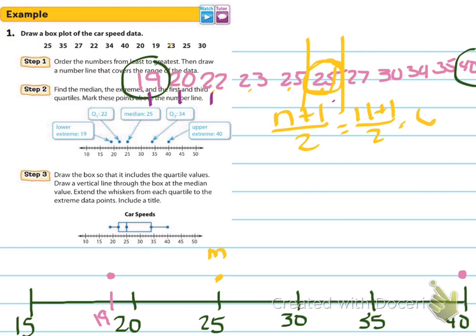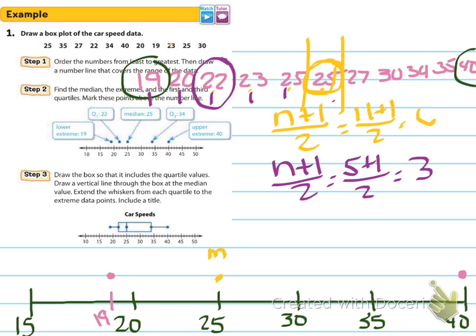counting 1, 2, 3, 4, 5 digits. So I'm going to do my n plus 1 divided by 2, where n is 5, and 5 plus 1 is 6, divided by 2 is 3, so it's the third position, which is 22 on this side. So we'll say that's right about here, 22, and this is my quartile 1.